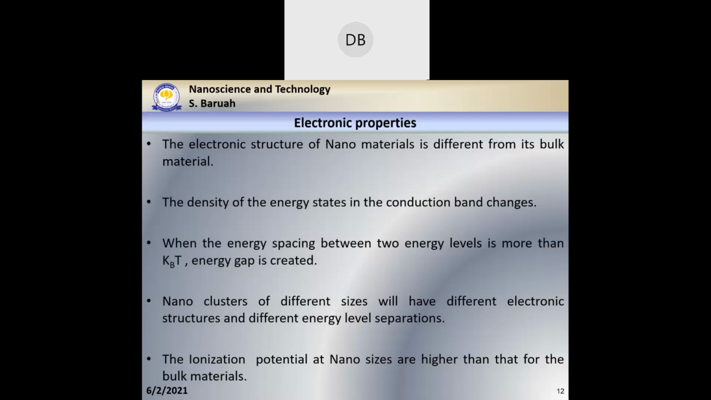Since the band gap increases when the particle size gets smaller and smaller, obviously you will need more energy to separate out the electrons. And that's why the ionization potential goes higher at the nanoscale.